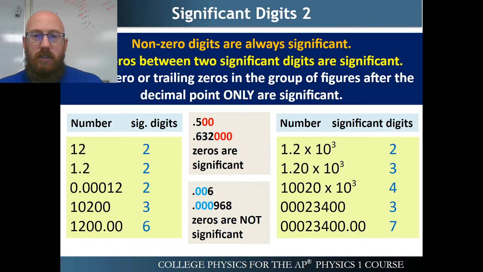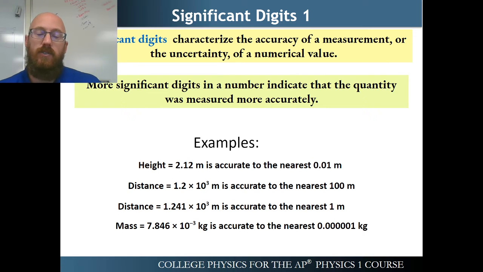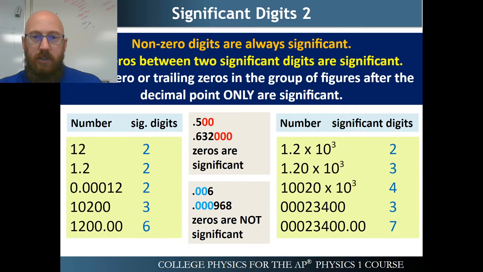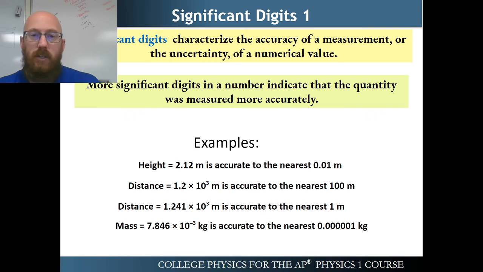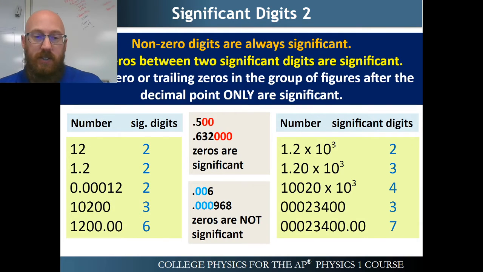Unit conversions. Oh, significant digits. You've got to understand significant digits. The rules pretty much go through any number. Well, sorry, any nonzero number is significant. And yes, it gives you accuracy and a certain amount of uncertainty in every single number. Examples down below. Any zeros between numbers are significant.